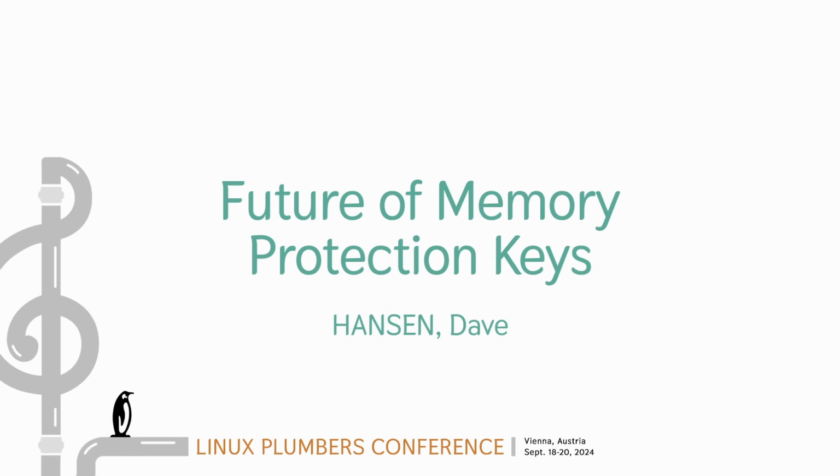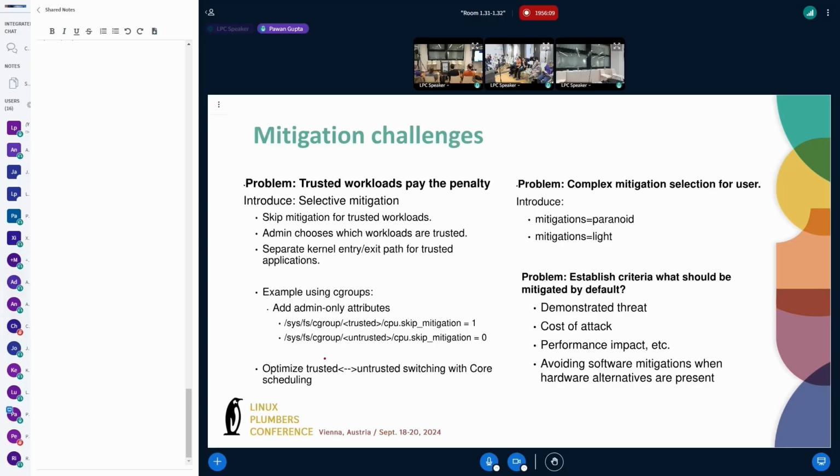Hello, everyone. So continuing from where I left, currently the CPU mitigations are applied system-wide, and they affect both the trusted and untrusted applications. For the cases where it is possible to know whether an application is trusted or not, we have an opportunity to optimize and skip the mitigations on a per-process basis. An admin can inform the kernel about whether an application is trusted or not, and the kernel can choose to skip the mitigations for that app.